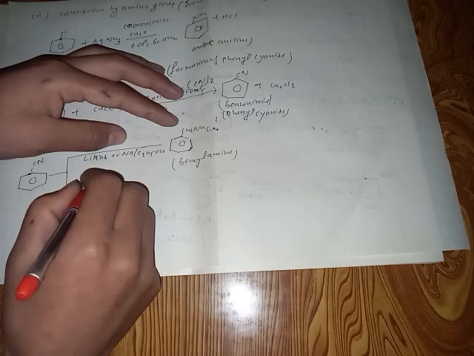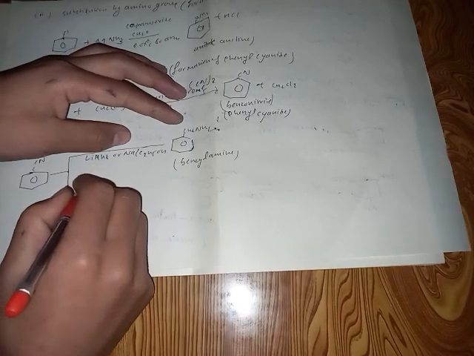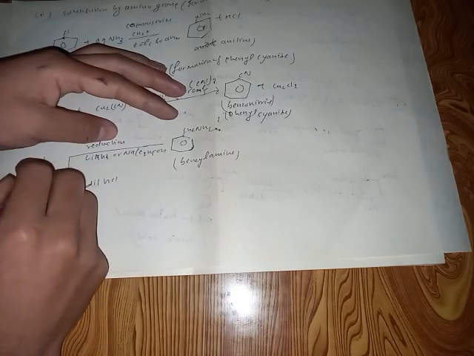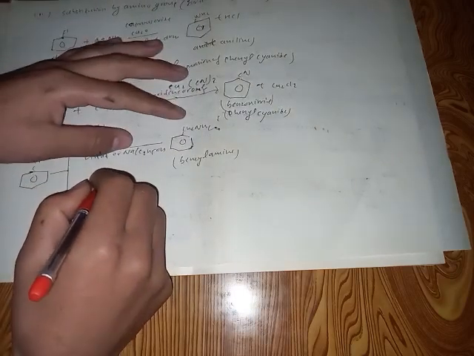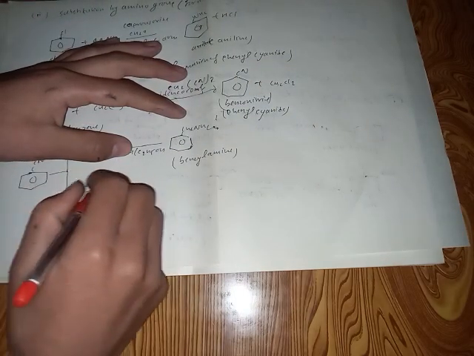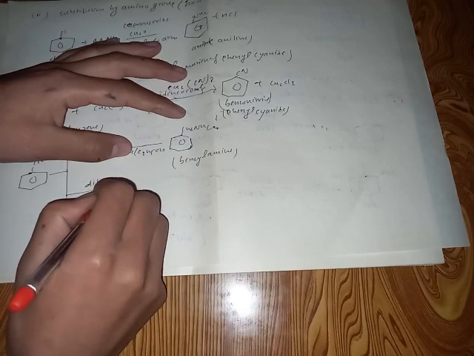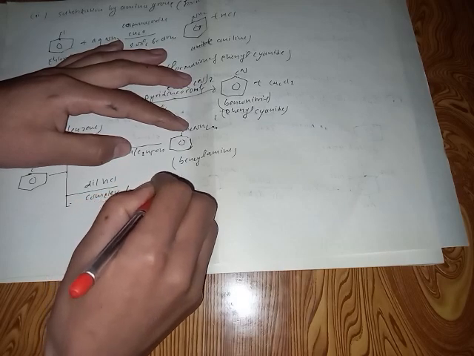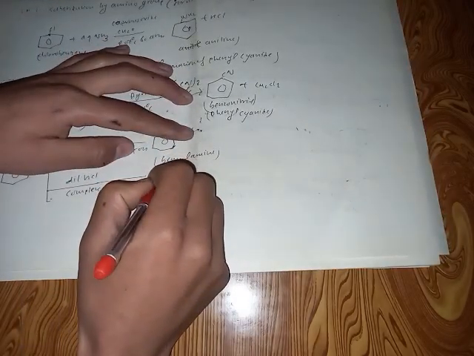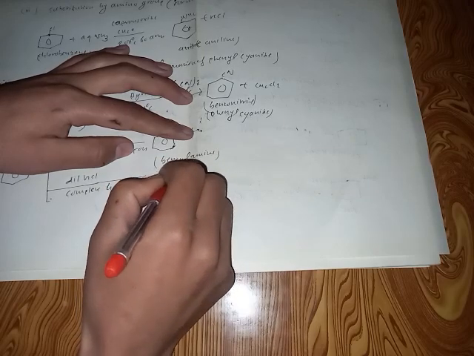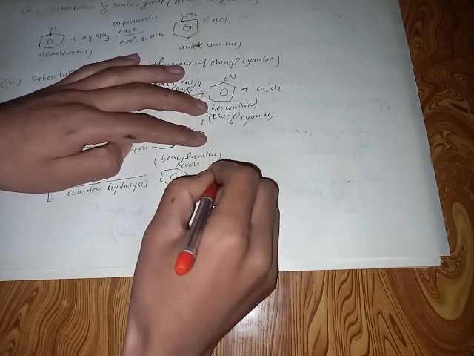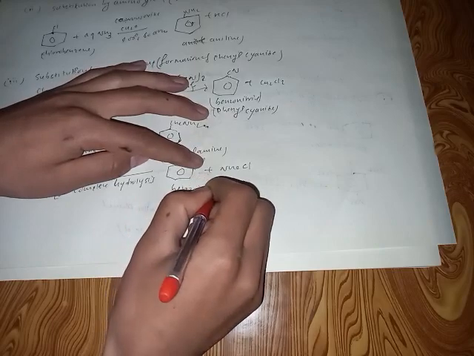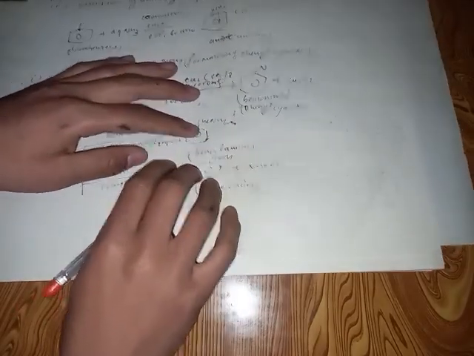Complete hydrolysis: phenyl cyanide is reacted with dilute HCl. This is called the complete hydrolysis process. It gives C6H5COOH plus the side product ammonium chloride. The name of this compound is benzoic acid. It is very acidic in nature.